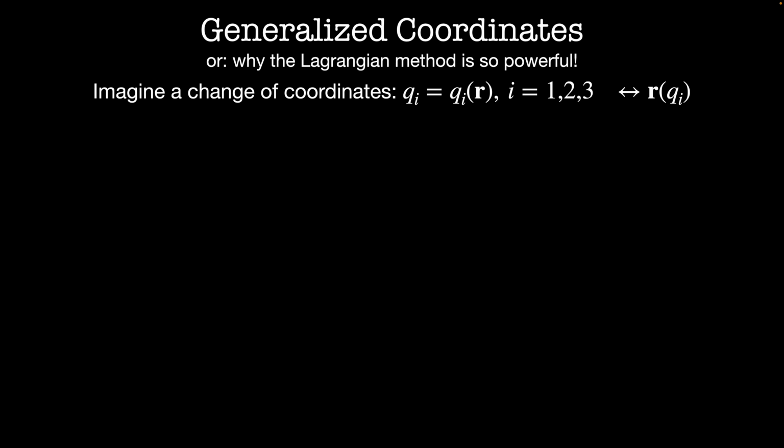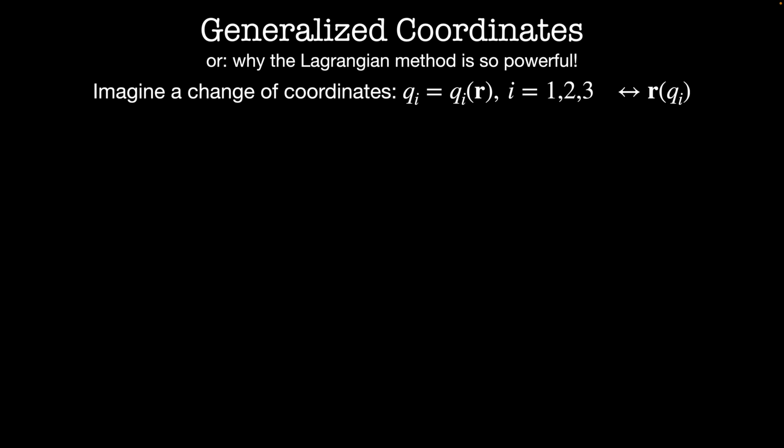The concept of generalized coordinates is the reason that the Lagrangian method is so much more powerful. Imagine we have a change in coordinates. This could be something that's tied to the geometry of the system, like a transformation from Euclidean to cylindrical coordinates, or something that's much more easily measured within the system, like the distance a block has slid down an inclined plane. We'll call our new coordinates q_i, and these are functions of our original Cartesian coordinates r, where the index i runs over 1, 2, 3, which correspond to the three components of r: x, y, z.